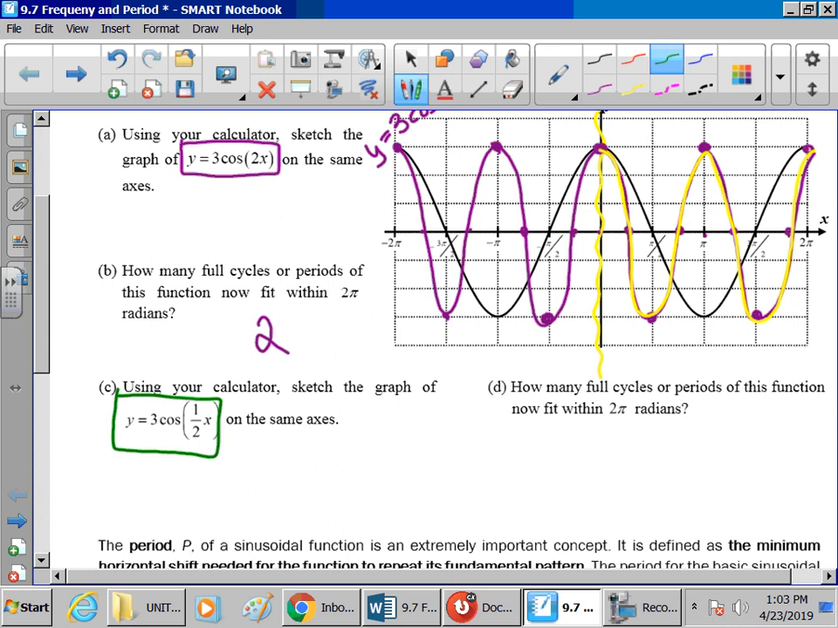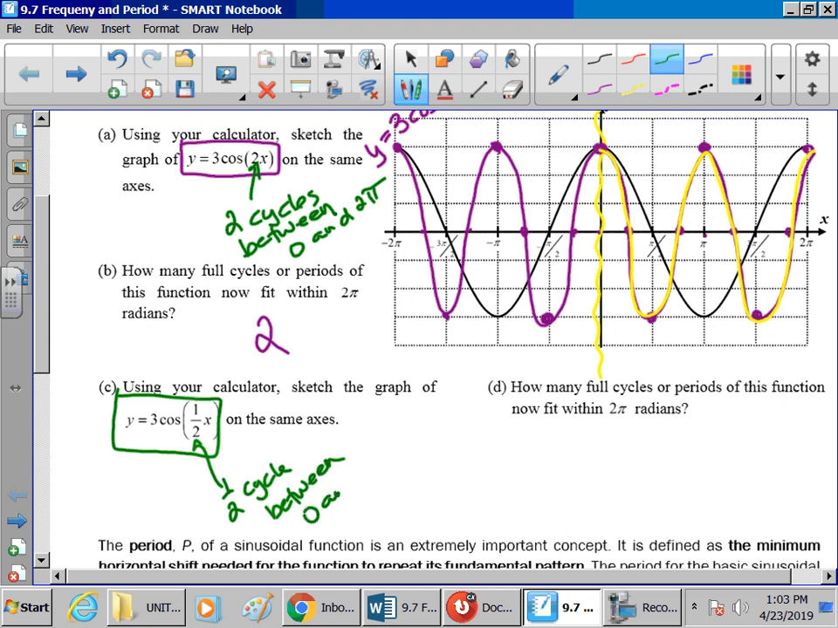So here we had 2 cycles between 0 and 2 pi. Here I'm going to have a half of a cycle between 0 and 2 pi.